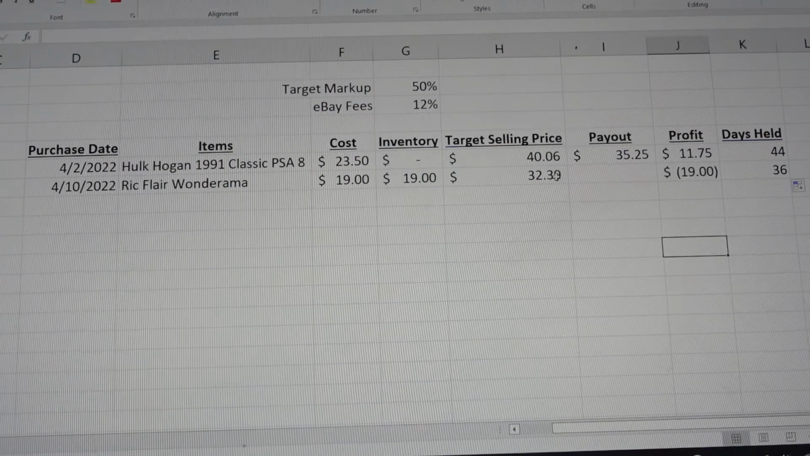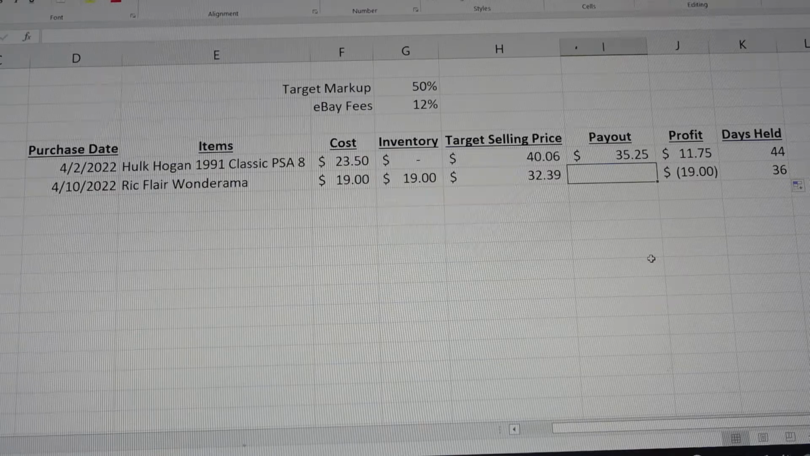which will show me, right now, of course, my profit is negative 19 because I haven't received any money for it, and I've paid $19 and I've held it for 36 days. Let's add another item here.